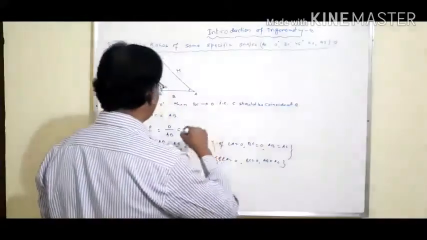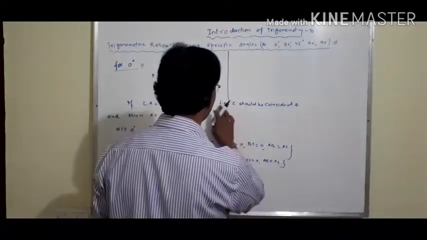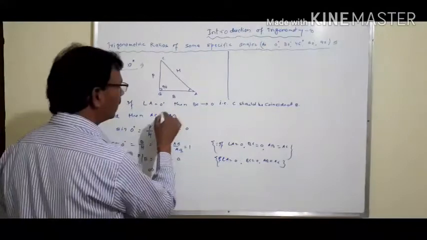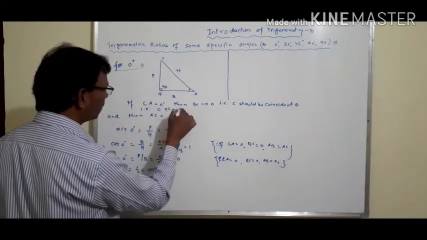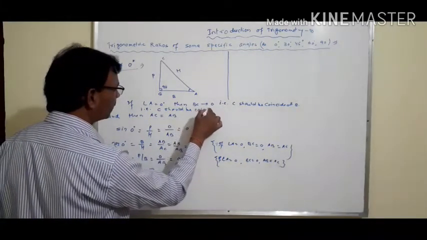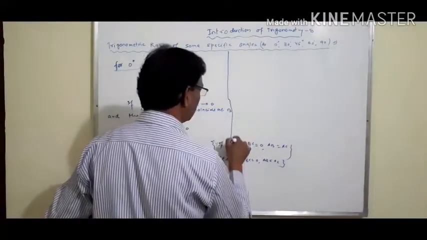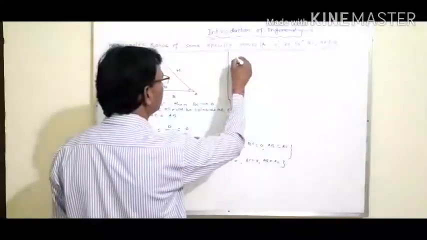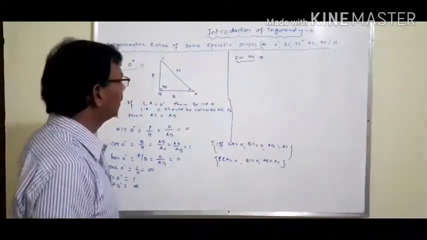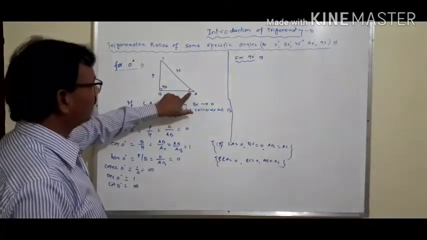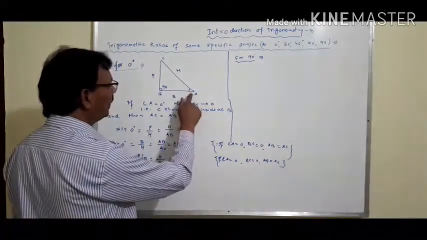Now for 90 degree, we have to make angle A equal to 90 degree. We should find angle A equal to 90 degree.